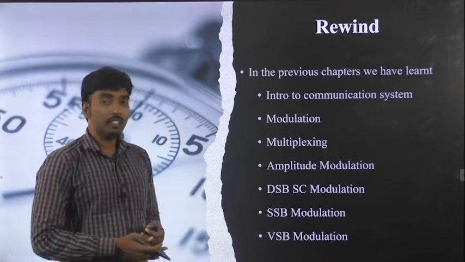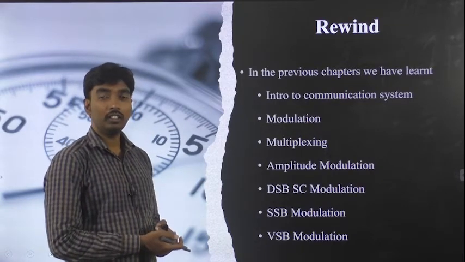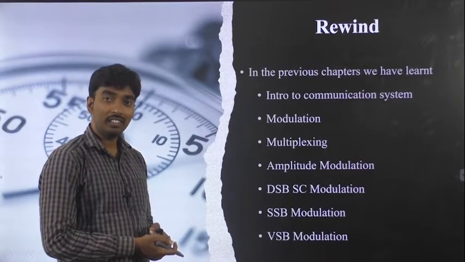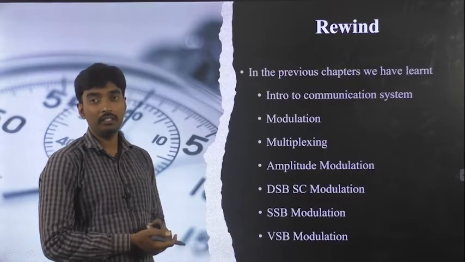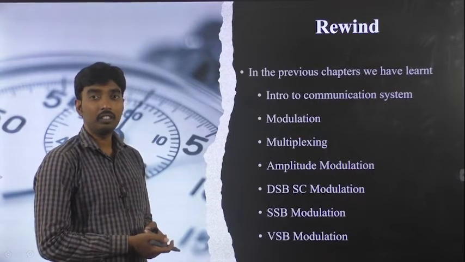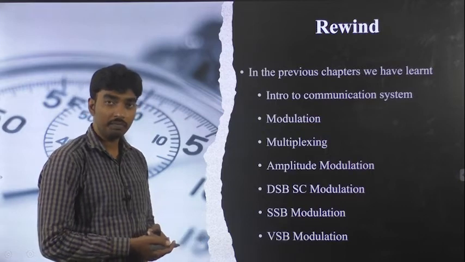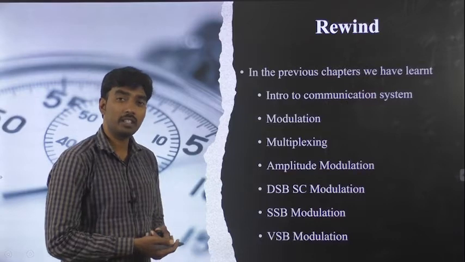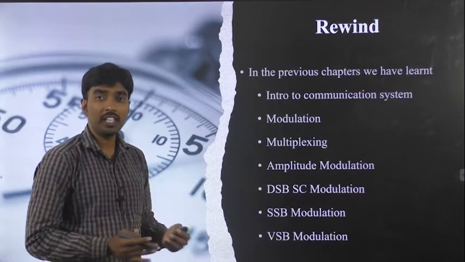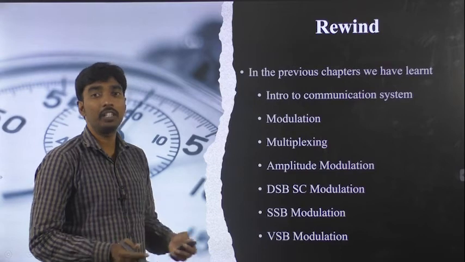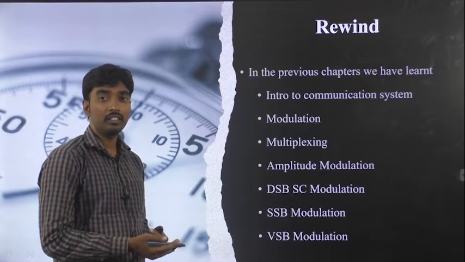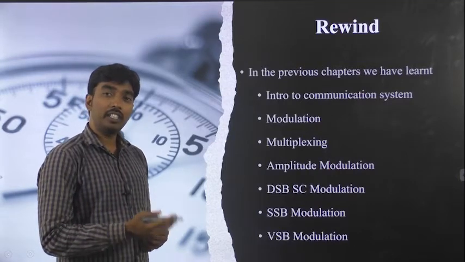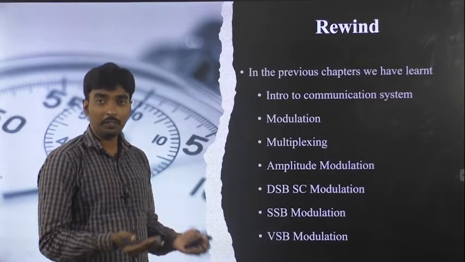And then DSB-SC, we have seen what the drawbacks are of sending the carrier along with the message signal, a separate carrier. The carrier itself is taking more power. So that's why we moved to double sideband suppressed carrier. We have suppressed the carrier. Now the entire power is utilized by the upper sideband as well as the lower sideband, and the upper sideband and lower sideband carry the same information.